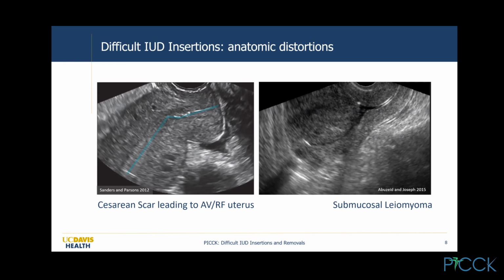And so this is where an ultrasound and using the curve of your dilators and the curve of the inserter can help you navigate around these corners. Also, some submucosal leiomyoma or fibroids can also interfere with that straight shot to the fundus. And so using the ultrasound, again, you can guide your inserter through and then around this fibroid in order to get back to the fundus. So with a combination of these tools, you usually can place an IUD without necessarily having to refer your patient.